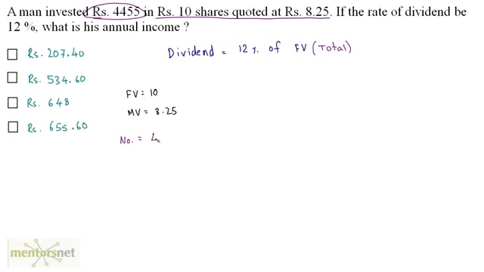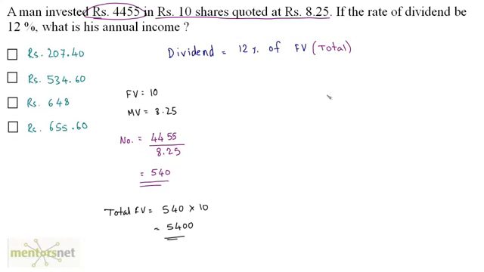So total amount invested, that is the total cost price, that's 4455, divided by the cost price of one share, and that's the market value, that's 8.25, isn't it? So if you solve this, you'll get 540. So the number of shares is 540. We need the total face value. So total face value will be equal to the number of shares, that's 540, times the face value of one share, that's 10, right? So this is 5400, the total face value.